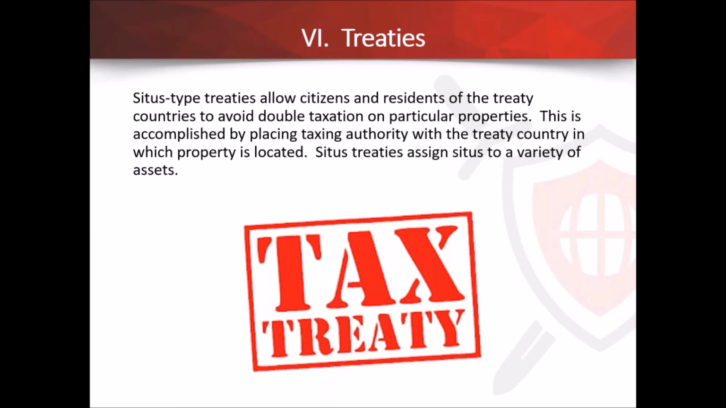Where they fall down, and I think the reason they've lost a lot of popularity, is that the situs of an asset is defined somewhere, right? So where's it defined? Well, the U.S., for instance, defines the situs of corporate stock as where the company is located.